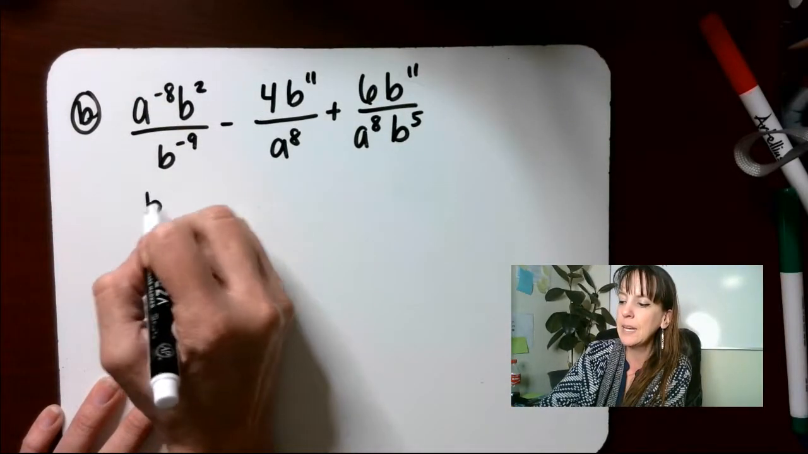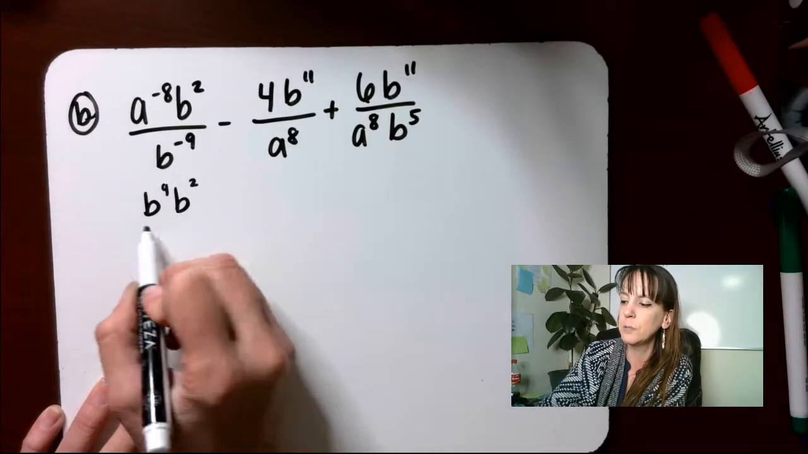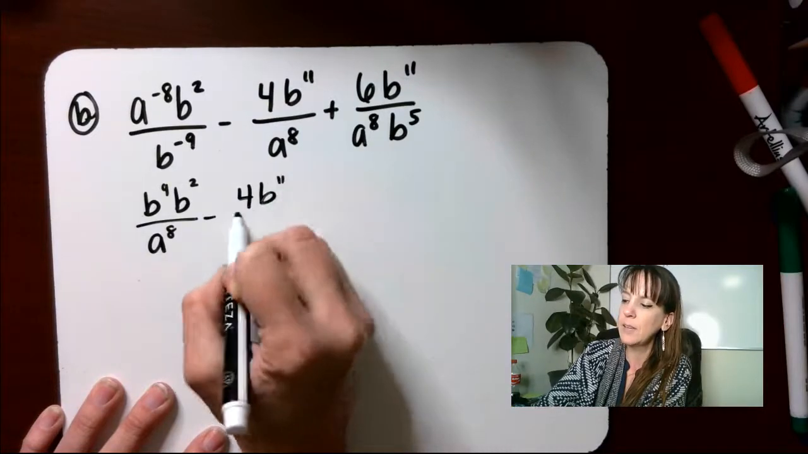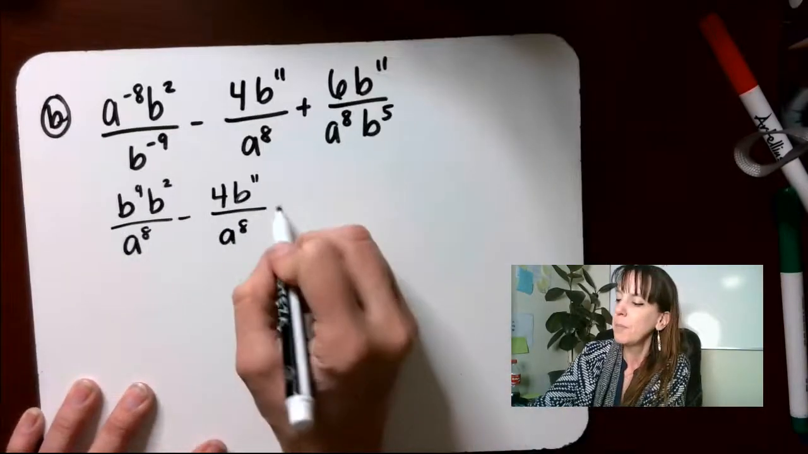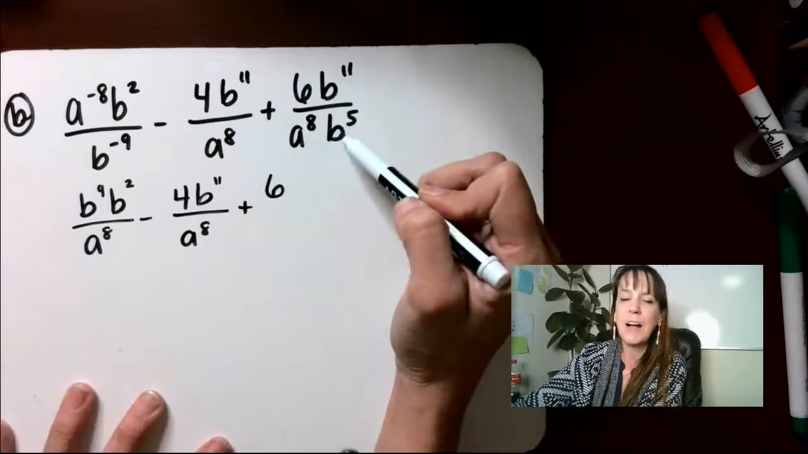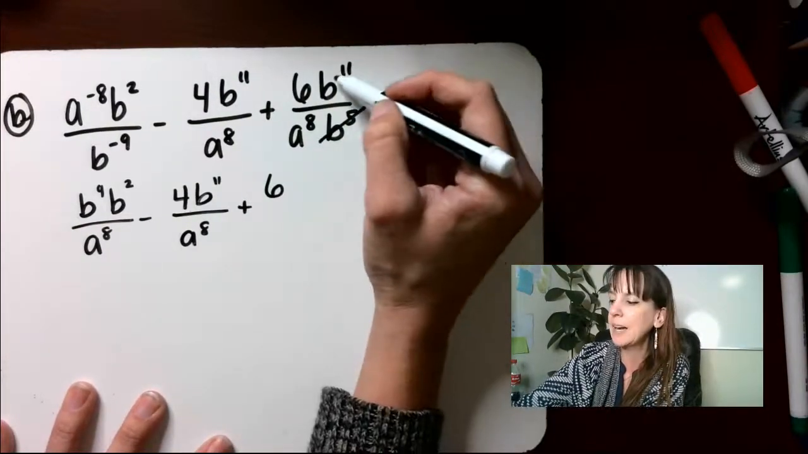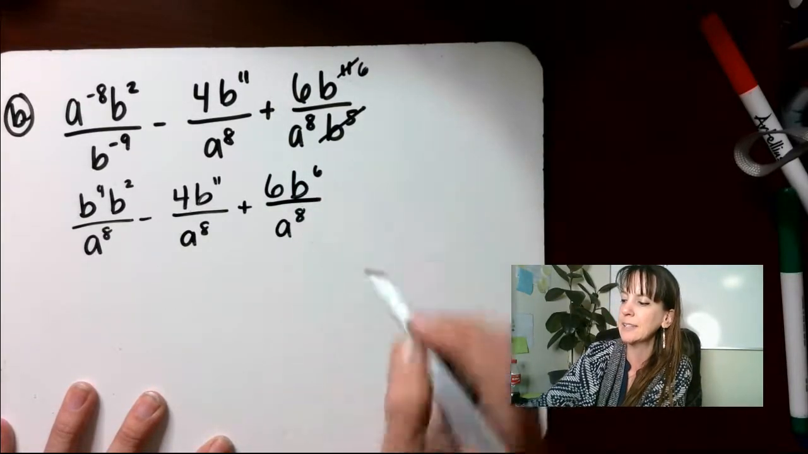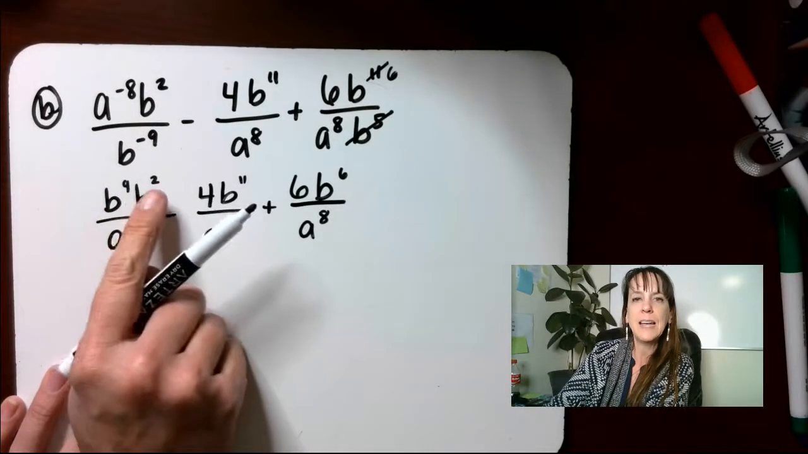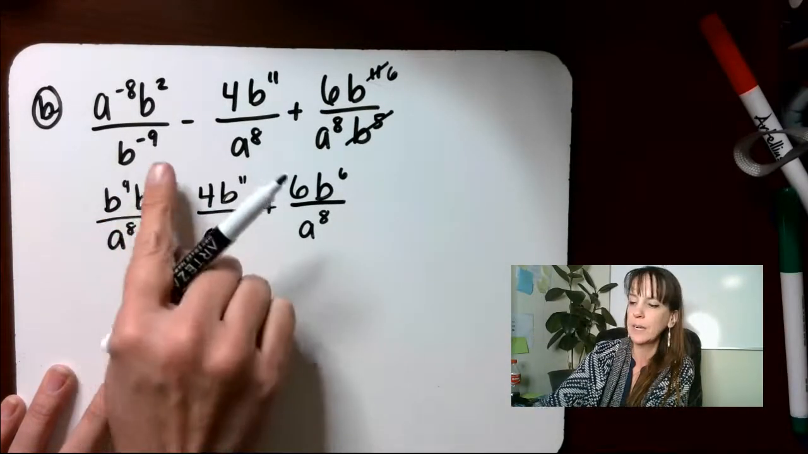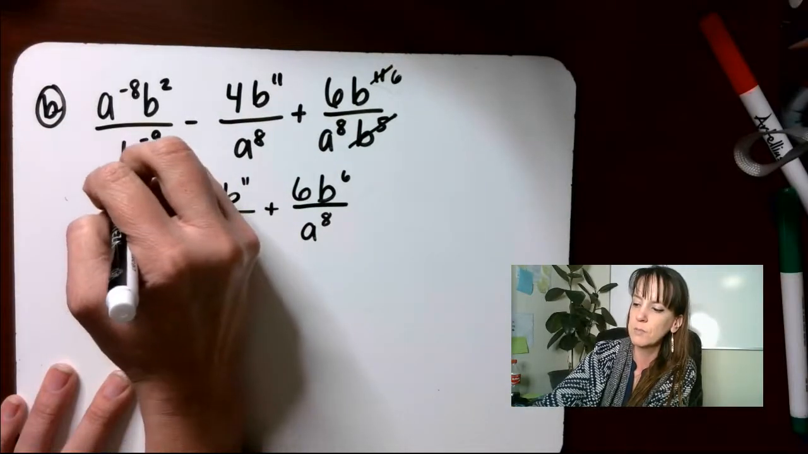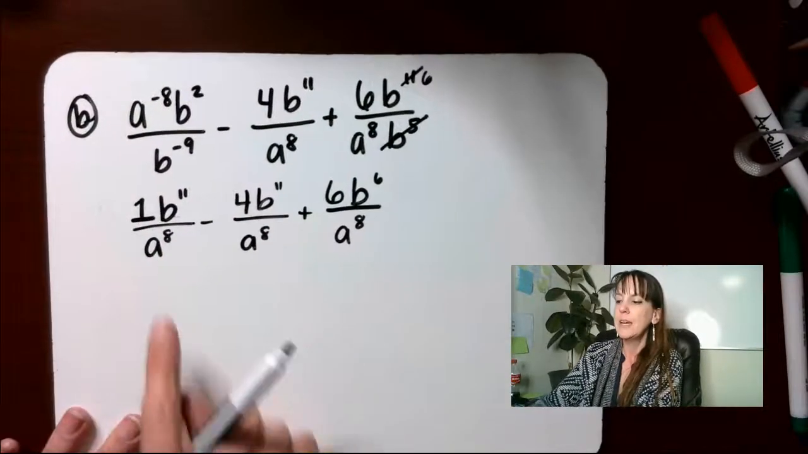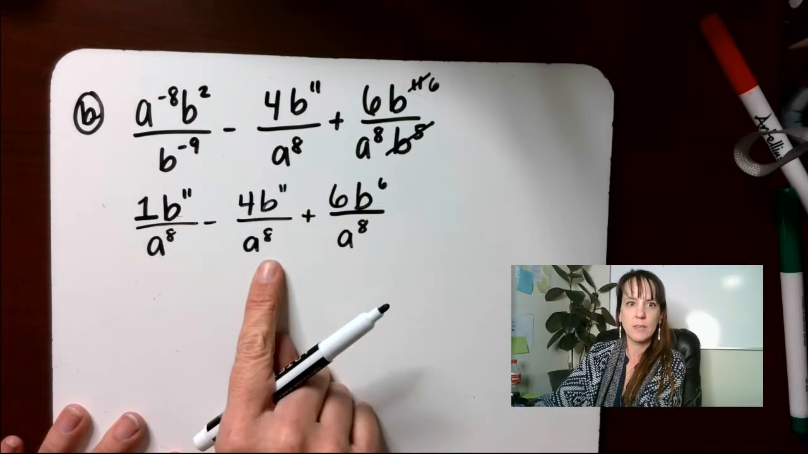So we end up with B9, B2 over A8 minus 4B11 over A8, can't really do anything there, plus 6, but we have 5 B's down here. So if I get rid of these guys, I'm going to have 6 B's here. So B6 over A8. Back up over here, 9, and that's going to give me B11, right? So for the ease of this, I'm just going to do B11. Now, there's no number in front here, so you have to remember, let's put in a 1. Now, this guy and this guy, these are the same ones. We can combine those two.